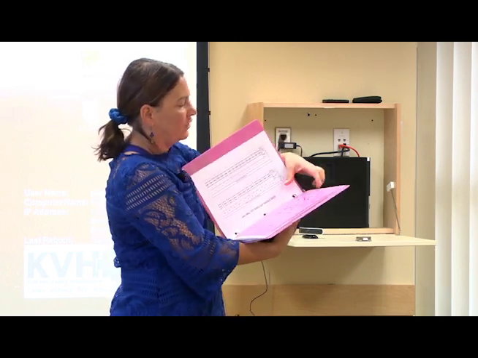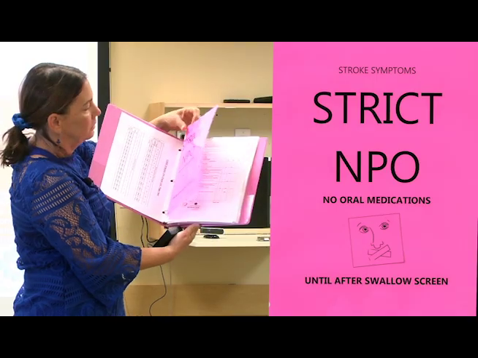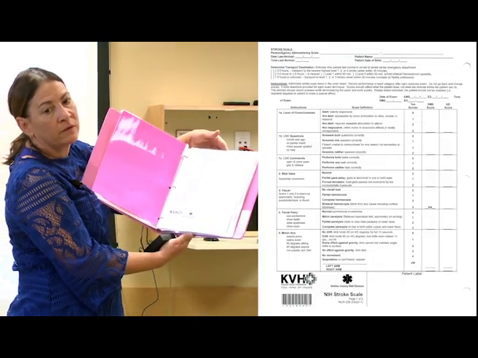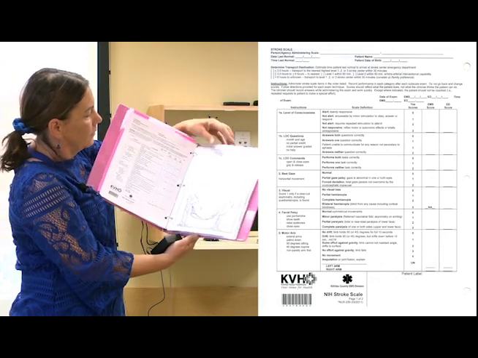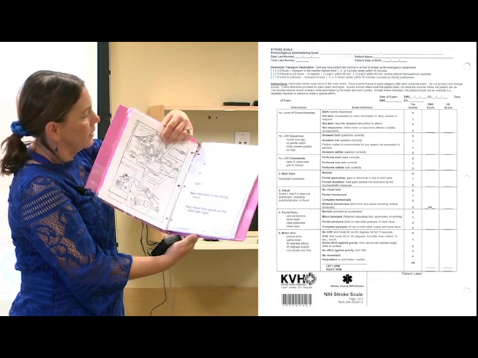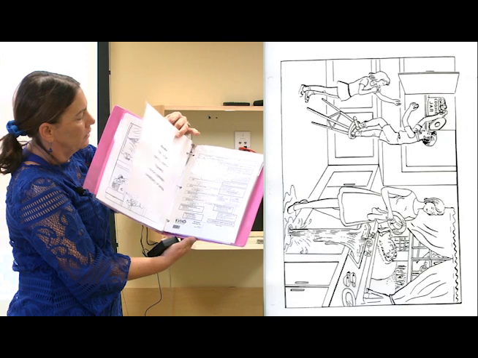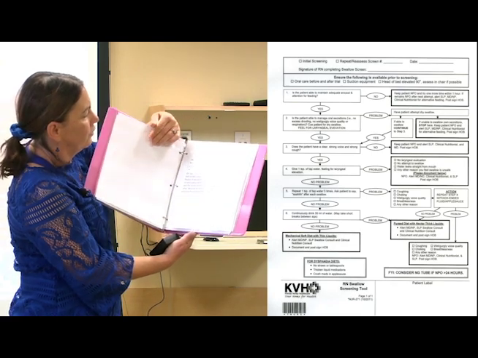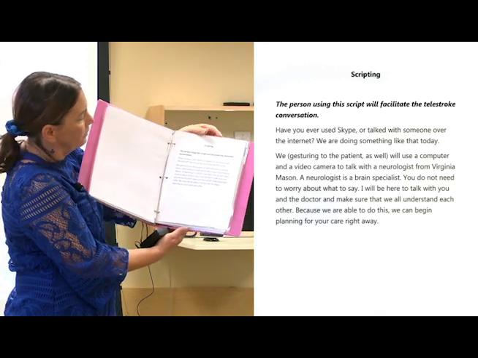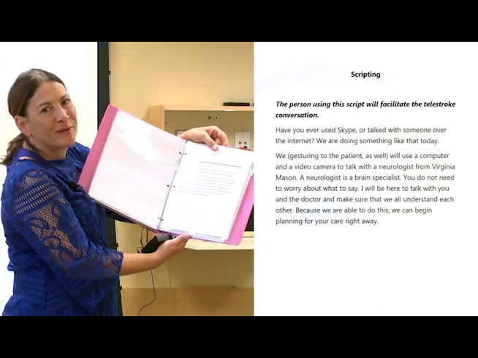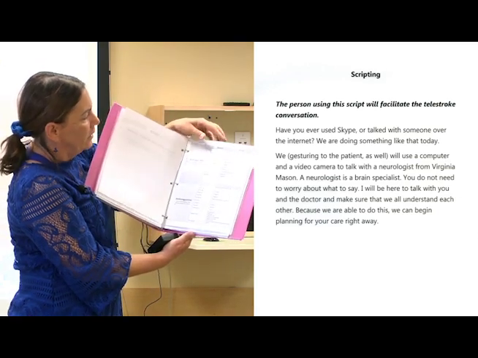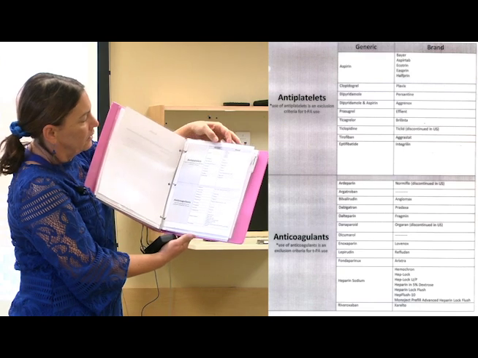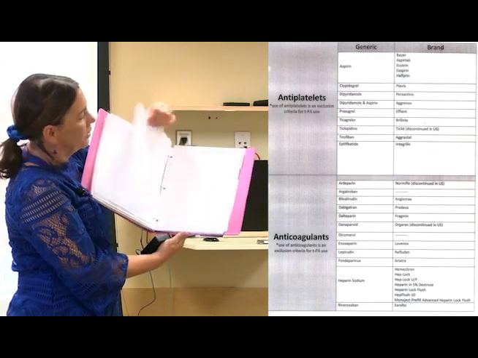So you've got the check sheet, the NPO sheet. We do have a paper stroke scale, especially for use on the CCU and the floor. You have your pictures, words to read, your swallow screen, and this is all the nursing driven. There's also a little scripting part in case you need to know how to explain to the patient about Telestroke. It's also a reference because there's so many new antiplatelet drugs and anticoagulants, in case you don't know whether you have a patient on one of those.